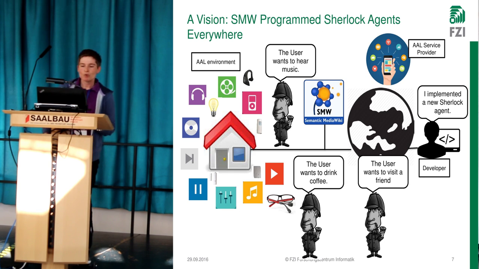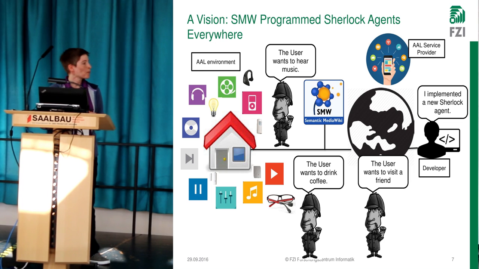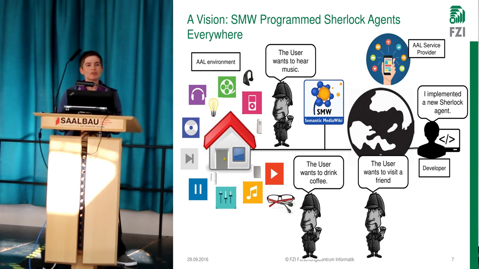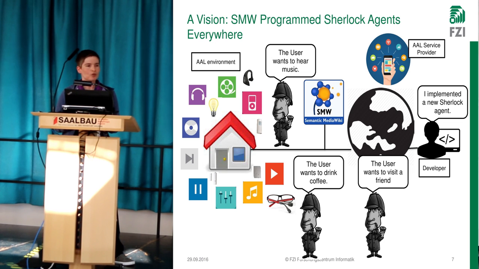The vision is that we have distributed Sherlock agents running, so different instances of the Sherlock agent, and we have different IoT devices inside the AAL environment. The Sherlock agents are distributed and provide different tasks for the user or the elderly person. For instance, we could imagine a Sherlock agent which is monitoring the coffee drinking of the user, so it can trigger the coffee machine so that the user gets his or her coffee. Or we have another Sherlock agent which is maybe controlling the lamps inside the environment.